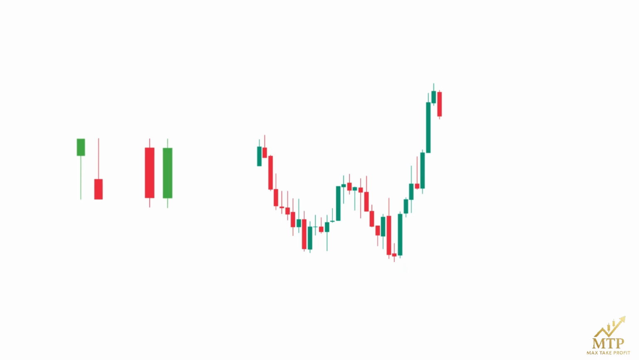And with hammer candles, it's exactly the same idea every time one appears at a key zone, like a major support or resistance. It's often a clear signal of a potential reversal. These patterns keep repeating again and again, and that repetition is what allows skilled traders to anticipate market movements with accuracy.